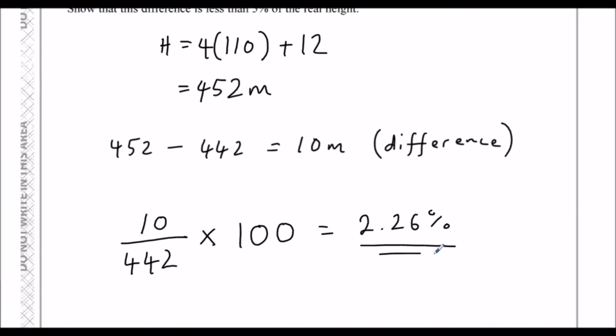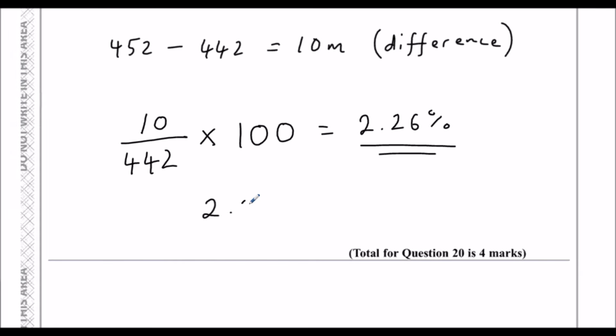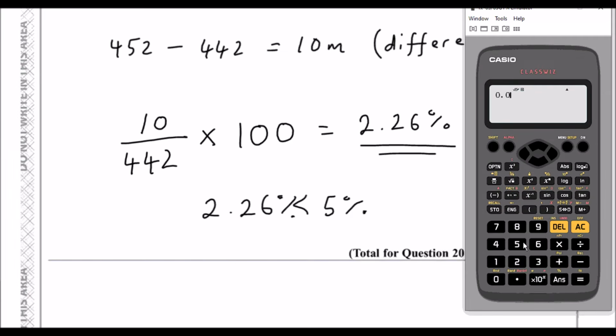2.26%. So it's less than 5% because it's 2.26%. We could have also worked out 5% of the real height. So 0.05 times 442, which is 22.1, and said 10 is less than 22.1.